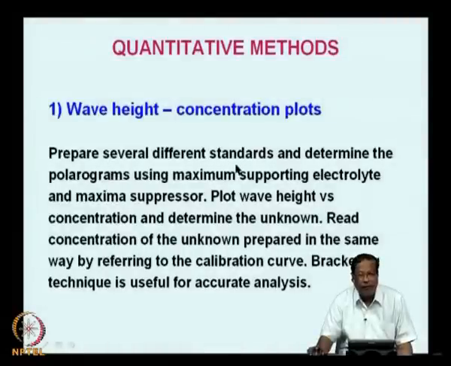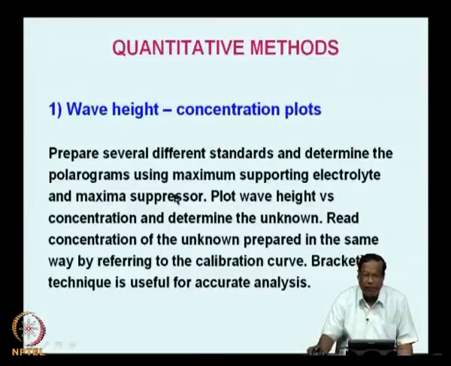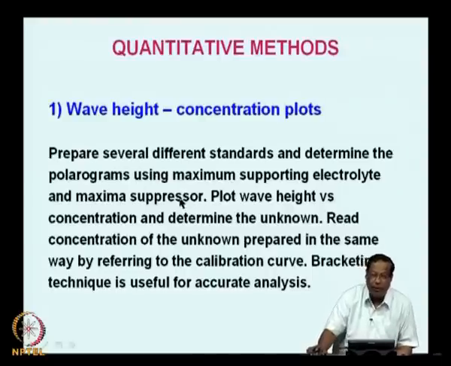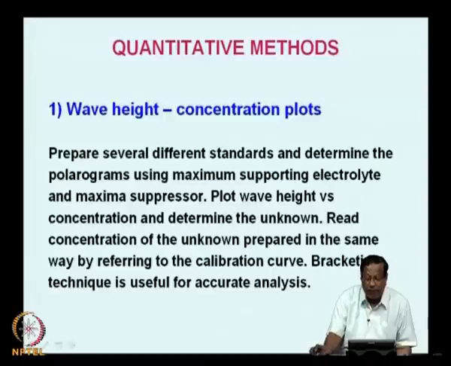So, what we do normally in wave height concentration plots is something like this. We prepare several different standards and determine the polarograms using a supporting electrolyte and a maxima suppressor. It is important that we suppress the maxima in almost all the samples. Otherwise, there will be an automatic error included in the measurement of the decomposition potential. And then we plot wave height versus concentration and determine the unknown. You can read the concentration of the unknown prepared in the same way by referring to the calibration curve. Usually the bracketing technique is useful for accurate analysis.